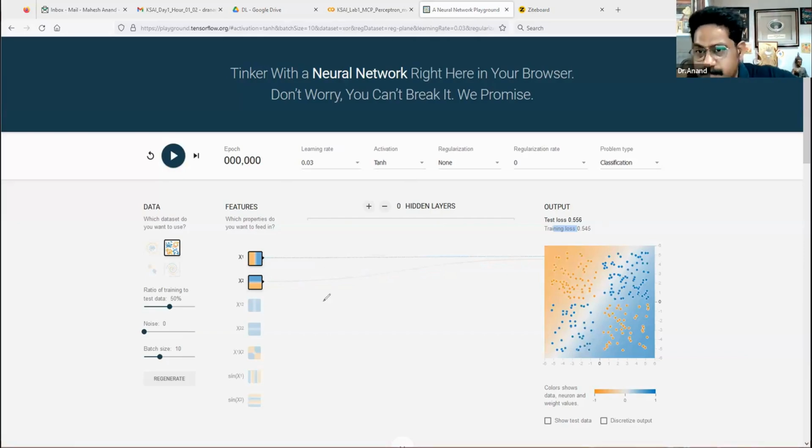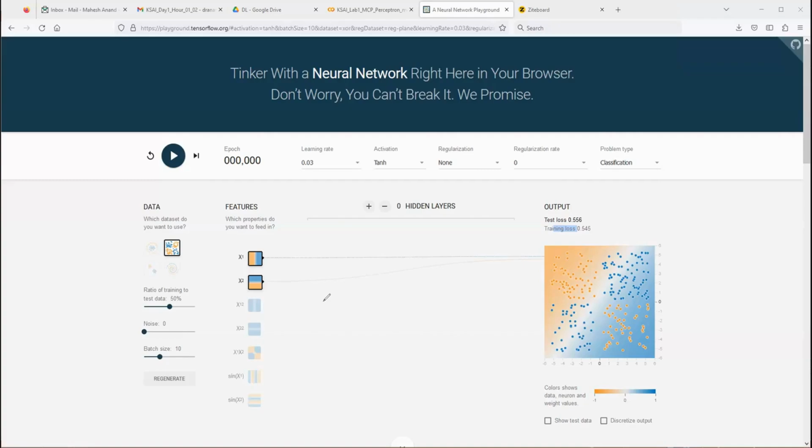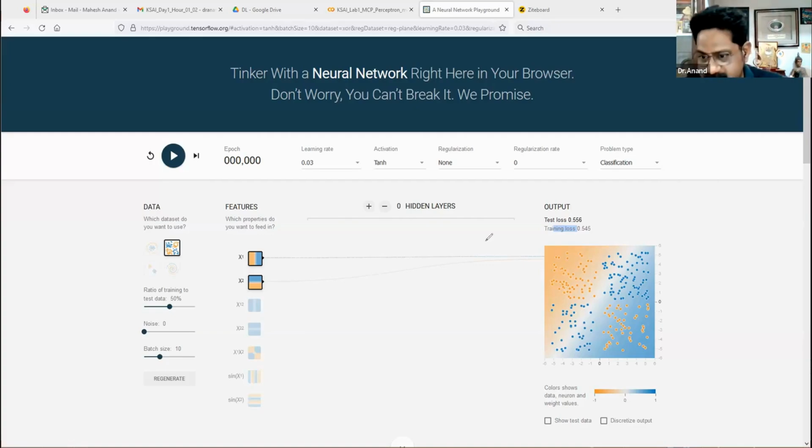The moment you look at this pattern, which model comes to your mind? The moment I look at these data points, which model strikes your mind? Support vector. Even simpler model? Decision tree. Yeah, very good. Decision tree. But yes, support vector can also solve it.